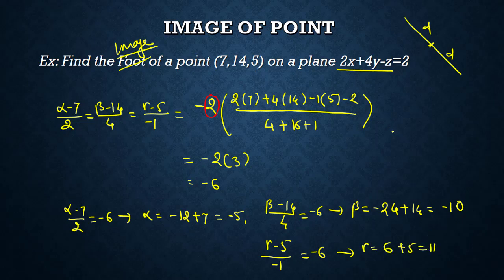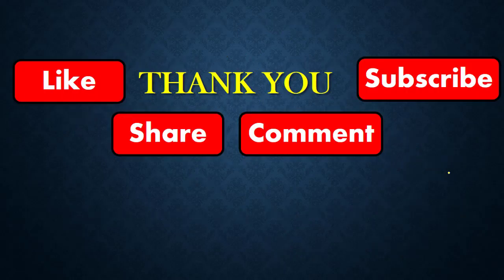So what is the image of a point? What will the coordinates of the image be? So suppose this is A dash, so the coordinates will be what? Minus 5, minus 10, 11. So these are the coordinates of the image of a point, okay, across the plane. So isn't it so simple? If you solve on your own, it should not take more than 30 to 40 seconds.